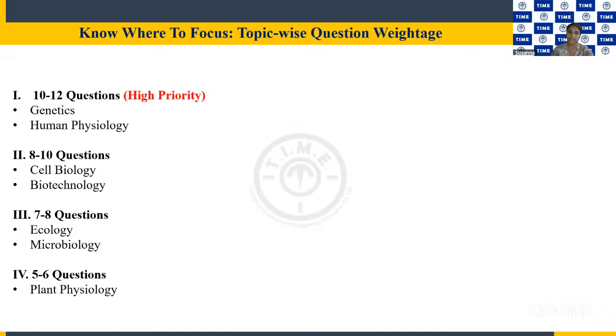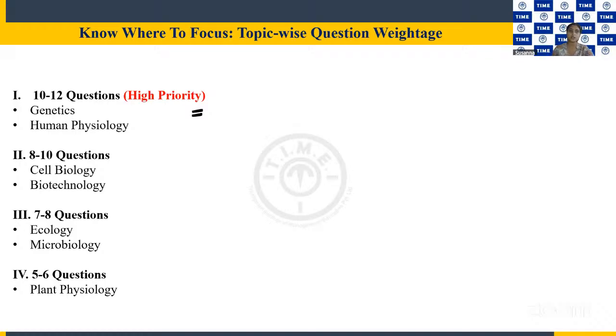So based on the analysis that we have done, the high priority chapters, or we can say the hot topics that we need to focus on, are genetics and human physiology, because we have almost 10 to 12 questions coming from that area alone, right? So when you study, you can focus more on these chapters. This will help you a lot.